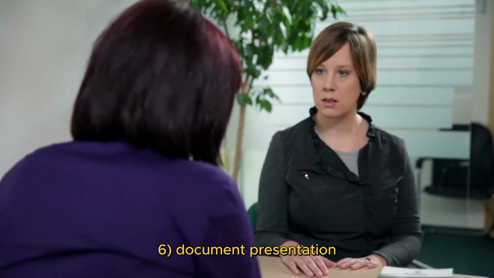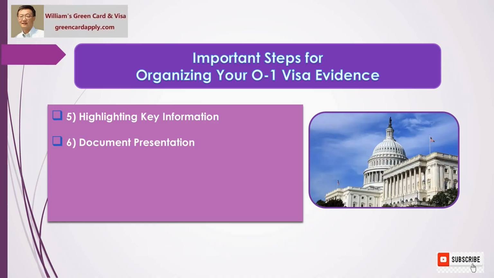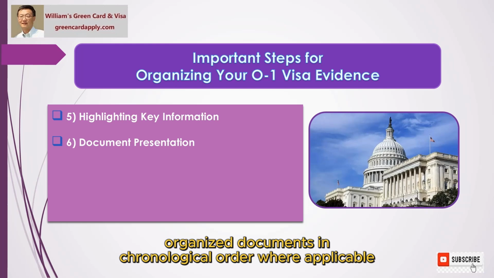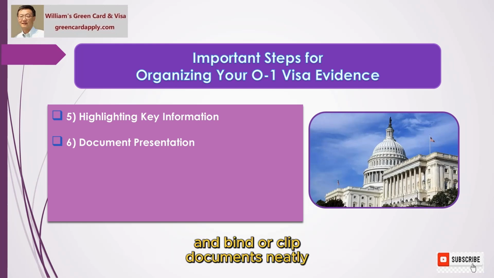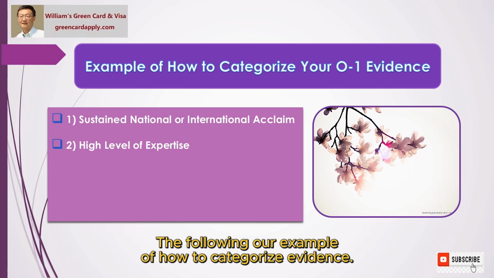6. Document presentation. Use clear and concise formatting. Organize documents in chronological order where applicable. And bind or clip documents neatly. Maintain a professional appearance. The following are examples of how to categorize evidence.